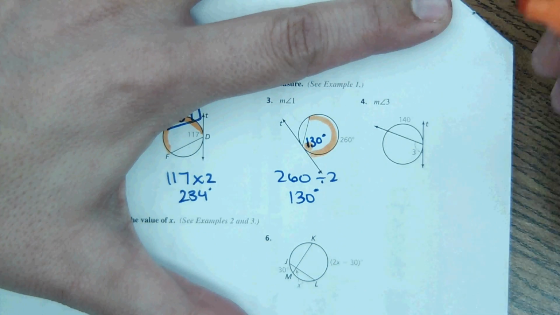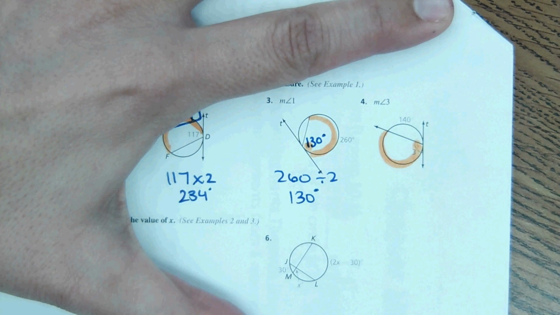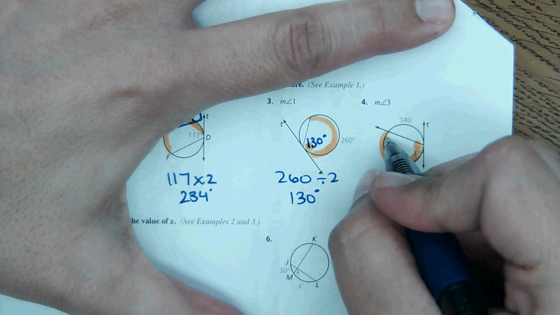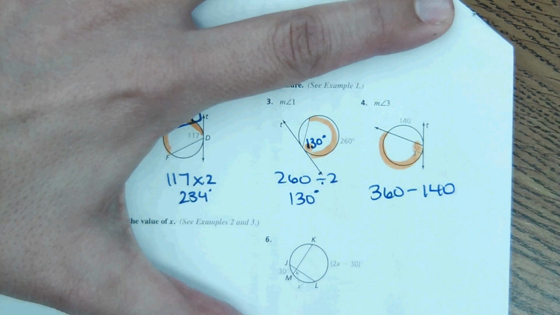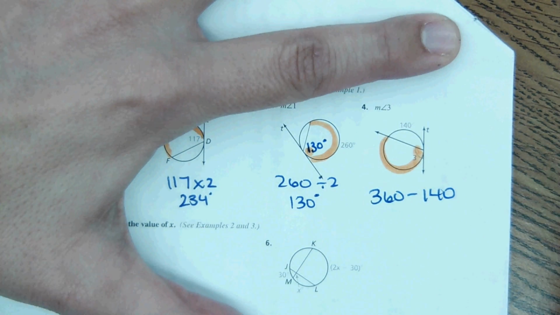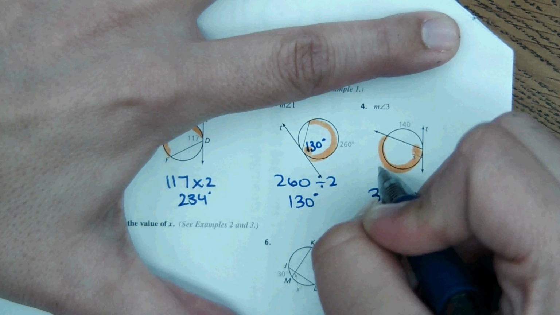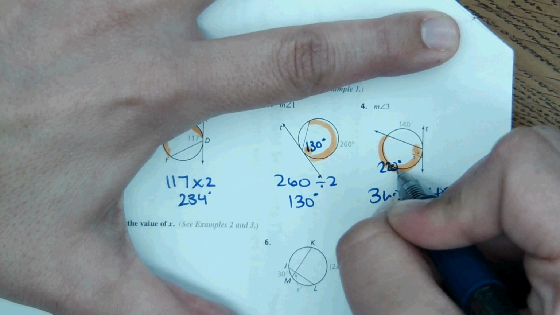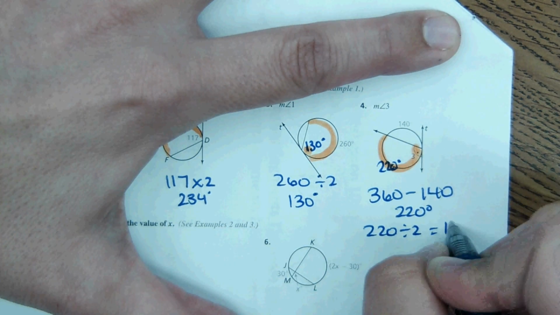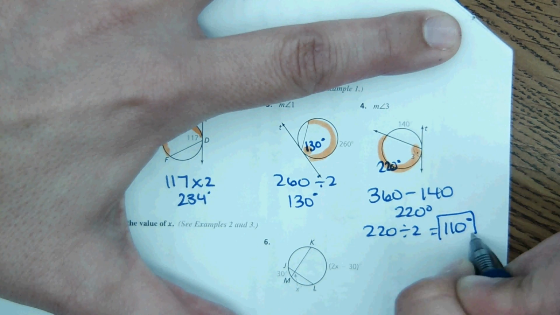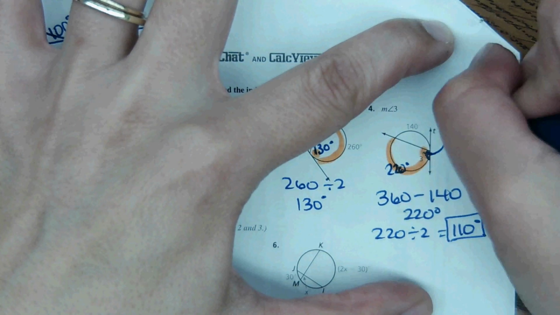Or, sorry, number 4, it says measure of angle 3. This arc corresponds to this angle. So to find this arc, we have to do 360 minus 140. And that would be 220 degrees, so that's the arc. And then to find that angle, we have to do 220 divided by 2.